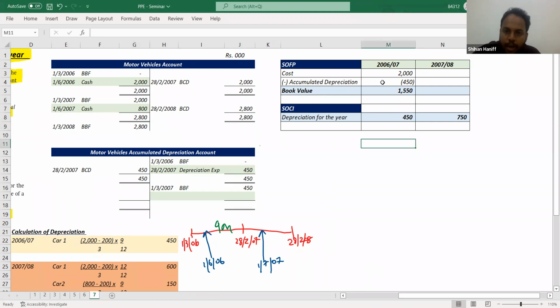There is a question: why is accumulated depreciation a credit balance here? The double entry for the depreciation is depreciation account debit, that is your income statement. Accumulated depreciation account here is credit. This is an asset deduction. We have to show this balance in the statement of financial position. It's 450.